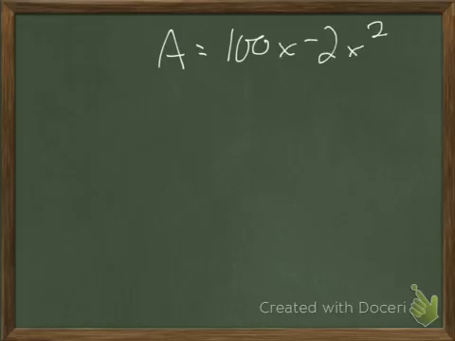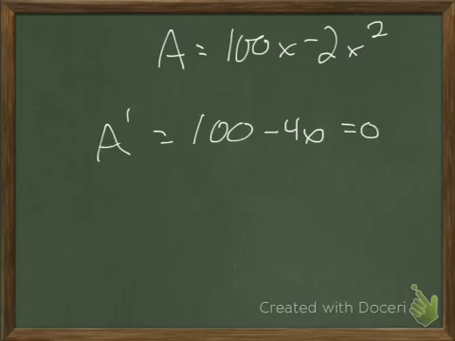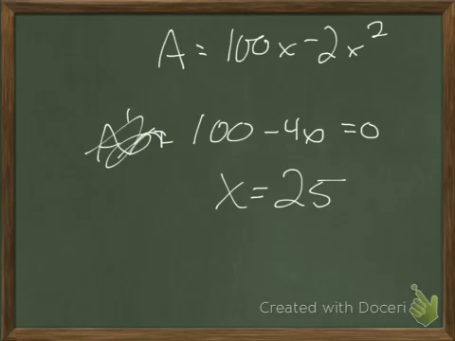Now that we have some zeros, we're going to take the derivative of the area. So area equals 100x minus 2x squared. The derivative of that, really simple, is 100 minus 4x. And if we set this equal to 0, we find that x equals 25.